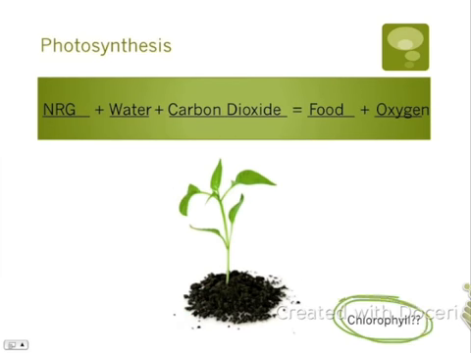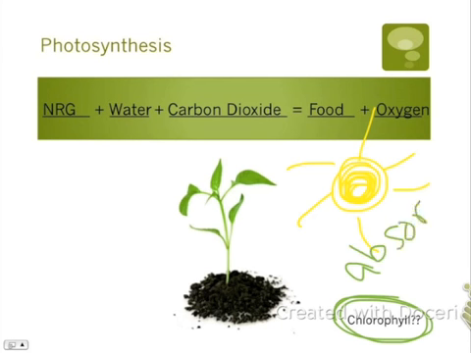Chlorophyll plays an important role in photosynthesis, and that is because during photosynthesis, the light energy from the sun is absorbed, and that is through the pigment chlorophyll that is inside the chloroplast of each plant. So chlorophyll absorbs sunlight.